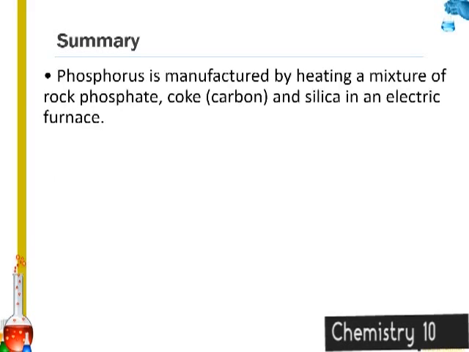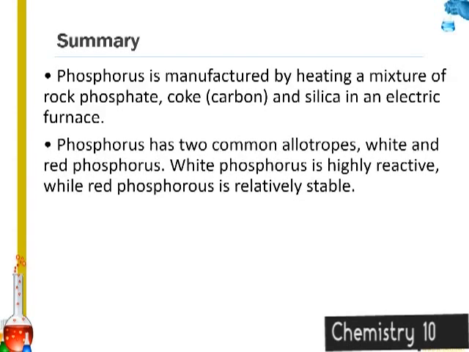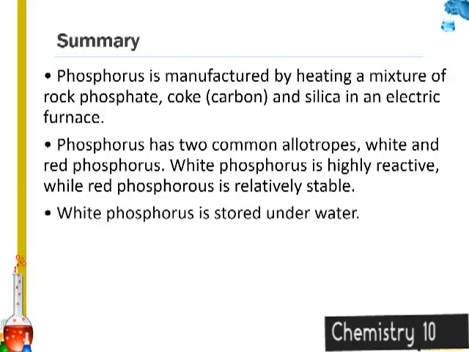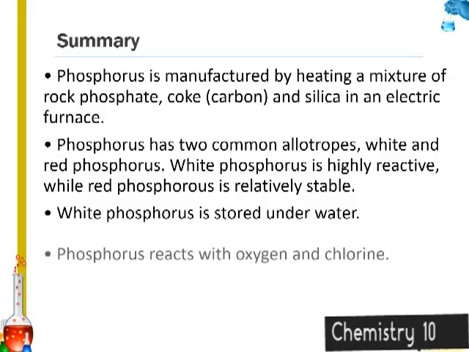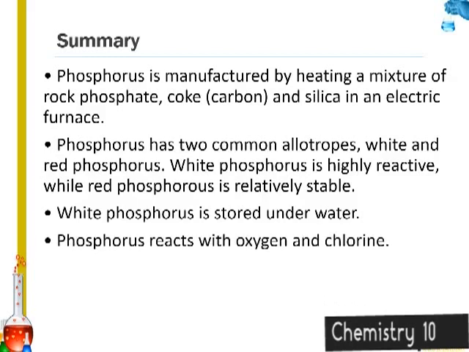Phosphorus is manufactured by heating mixtures of rock phosphate, coke, a carbon source, and silica in an electric furnace. It has two common allotropes, white and red phosphorus, with white phosphorus being highly reactive and red phosphorus being relatively stable. Because of its reactivity, white phosphorus must be stored underwater. Finally, phosphorus will react with oxygen and chlorine.